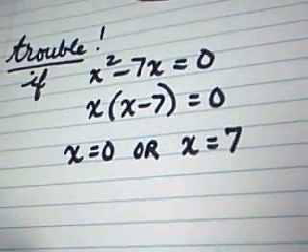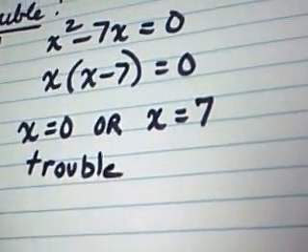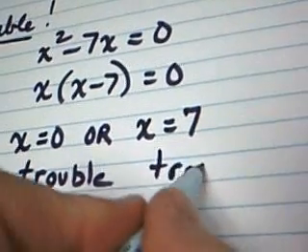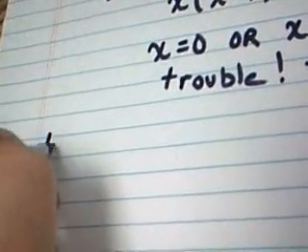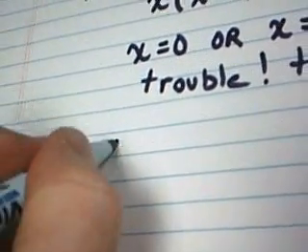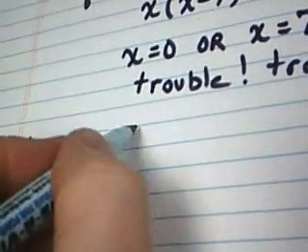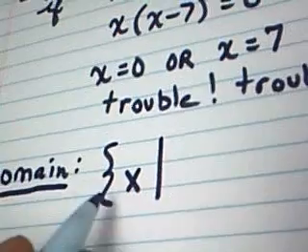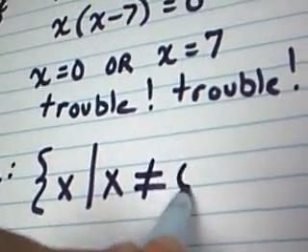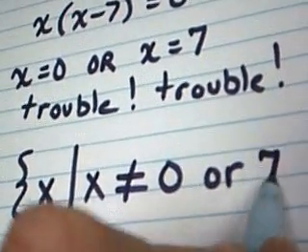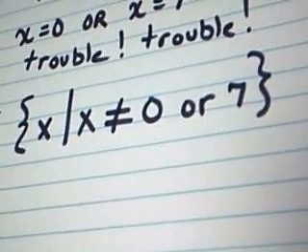So, there are two numbers that are troublemakers. 0 is trouble, 7 is trouble. So we avoid those. So the domain of this function, meaning what I'm allowed to put in for x, or in English, what I'm allowed to feed it, I can put in any real number for x that I want to, as long as x is not equal to 0 or 7. That's a perfectly correct way to write the answer to this problem.